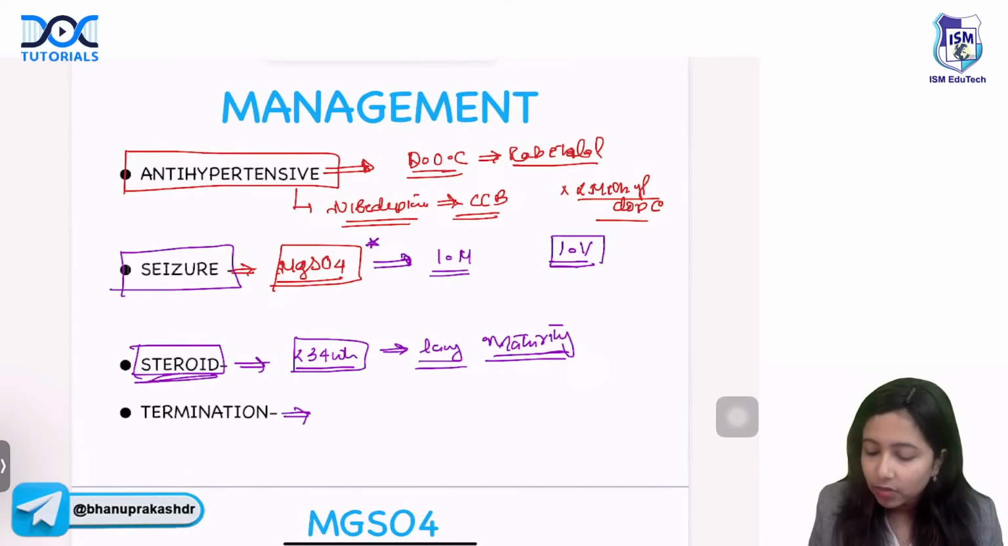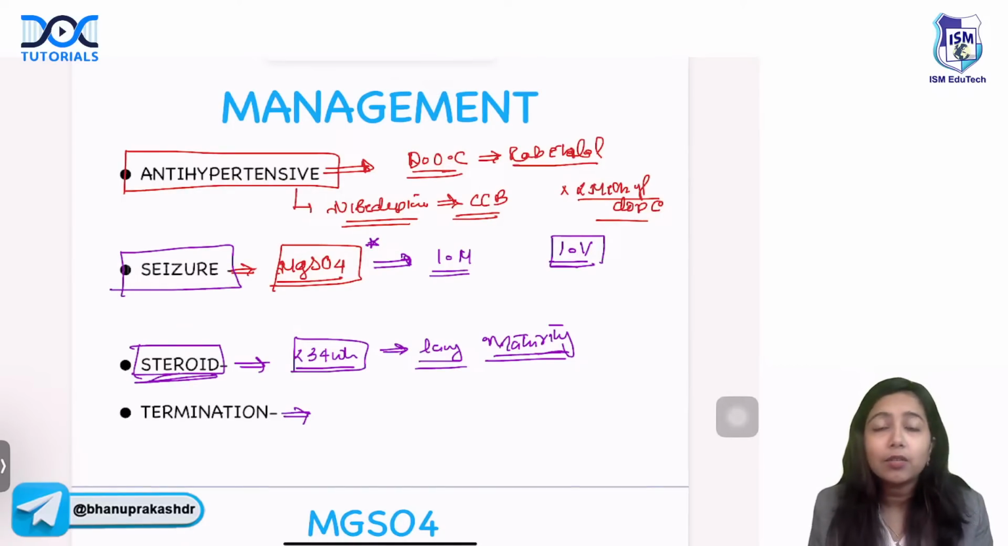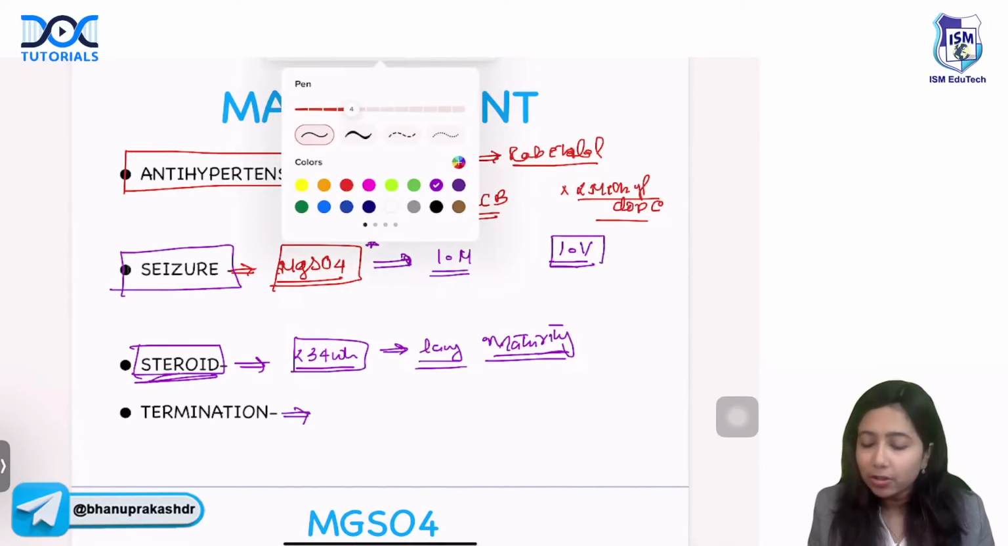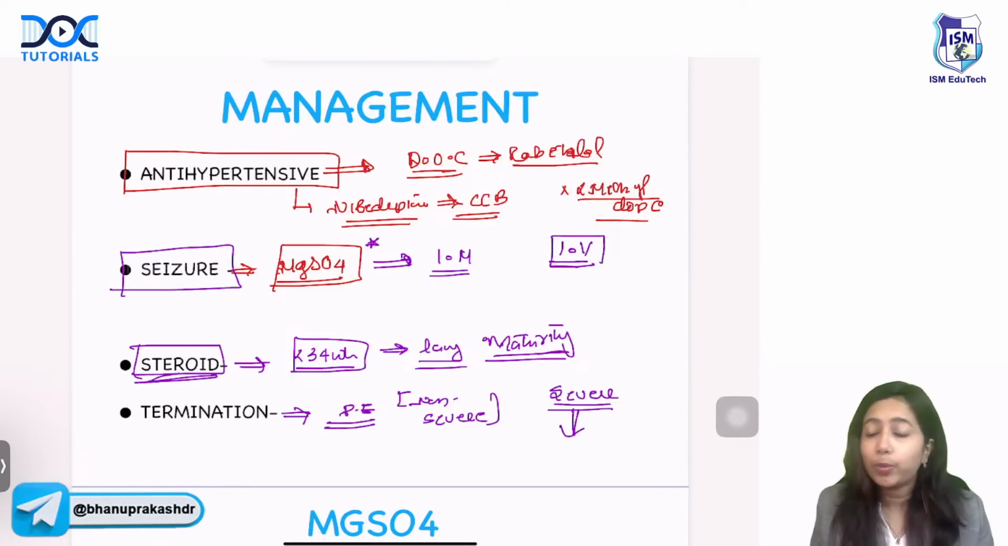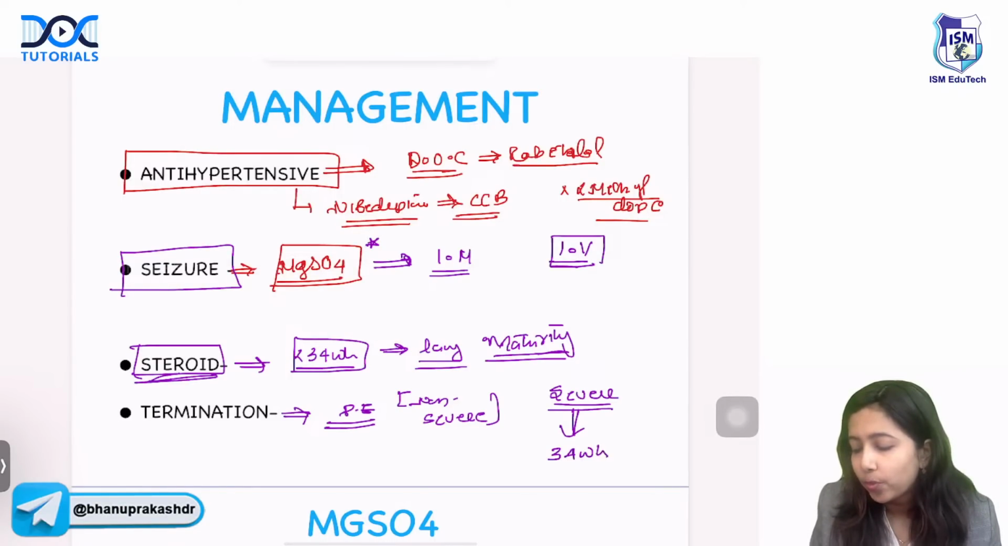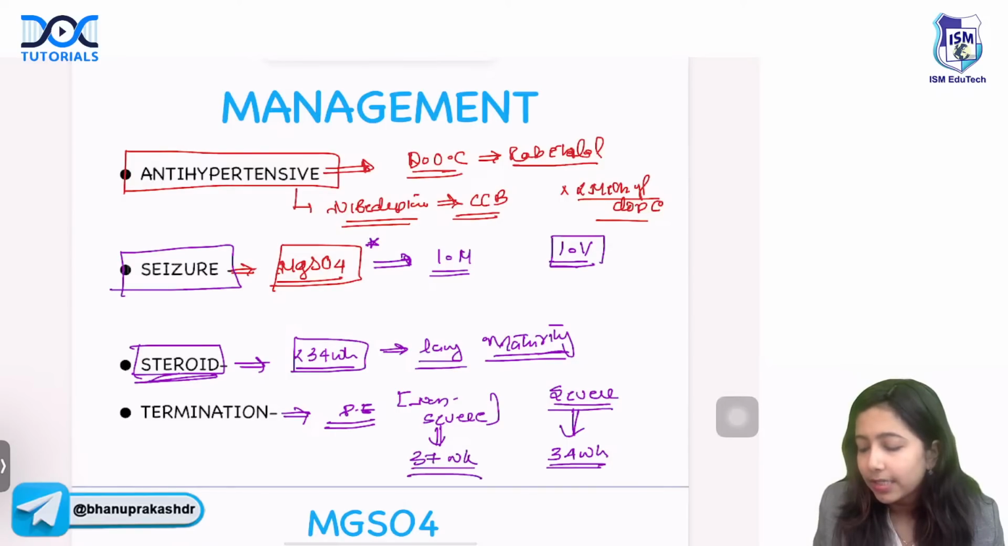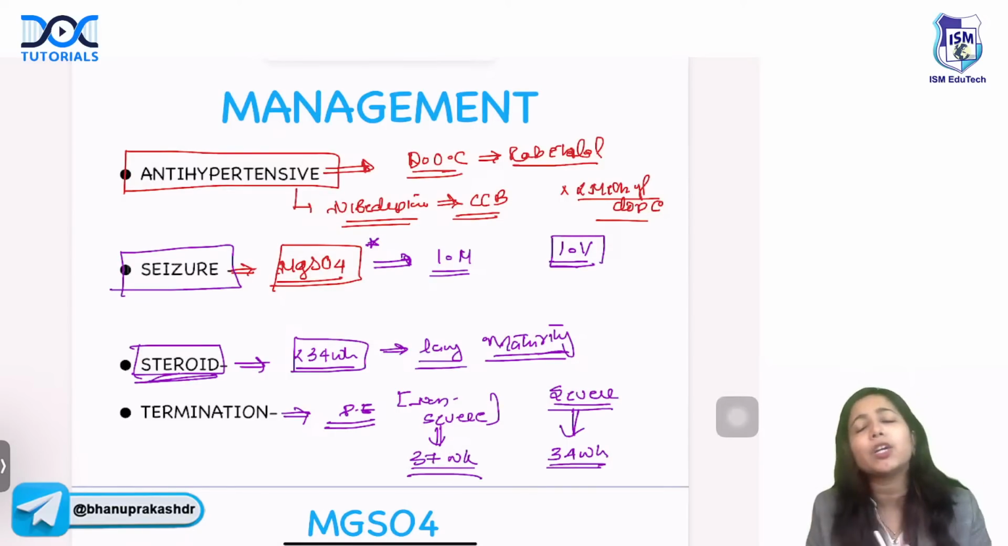Finally, termination. The termination depends upon whether the patient has preeclampsia which is non-severe or severe. If it is severe, we will terminate at 34 weeks. If it is non-severe, we can go till 37 weeks. This is a simplified cutoff which you can remember. Non-severe, remember 37 weeks. Severe, only till 34 weeks.